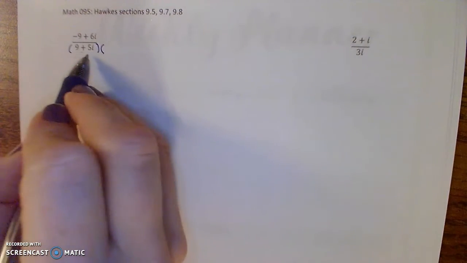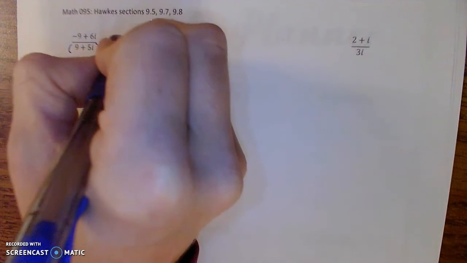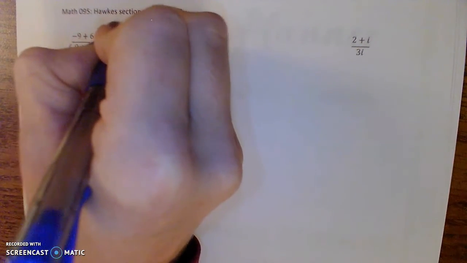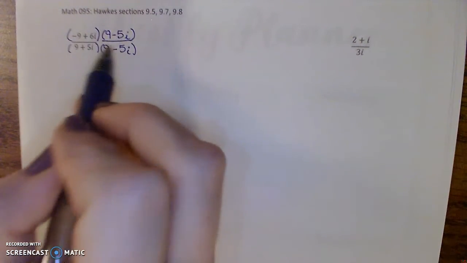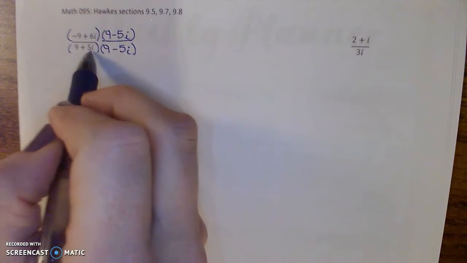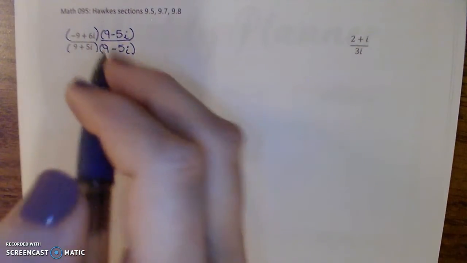This was 9 plus 5i. I'll multiply by 9 minus 5i. And whatever you do to the bottom, you have to also do to the top. All right, so now let's go ahead and simplify what we've got. And what you'll see is when we do this, the denominator, which had an i in it, the i will go away and we'll just have a real number in the denominator of this fraction.